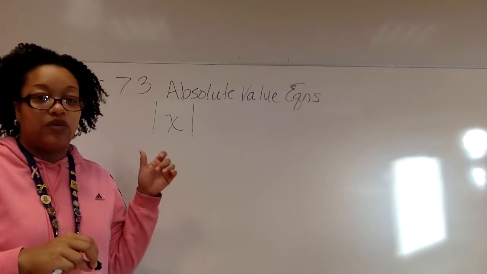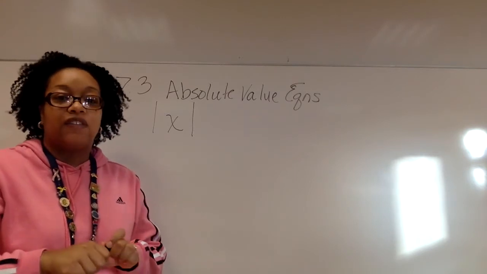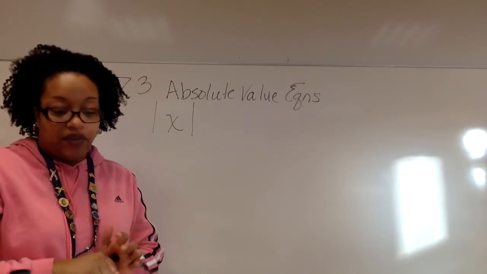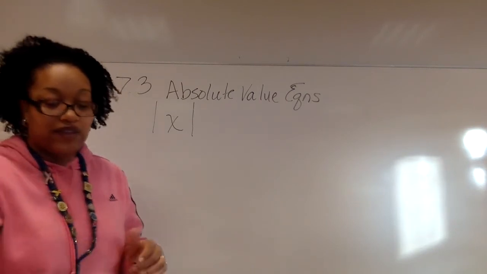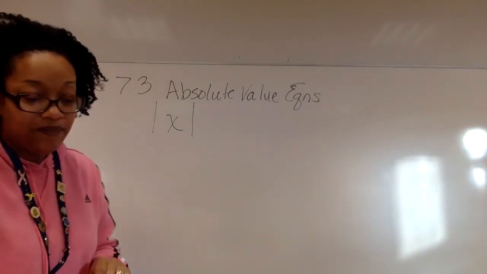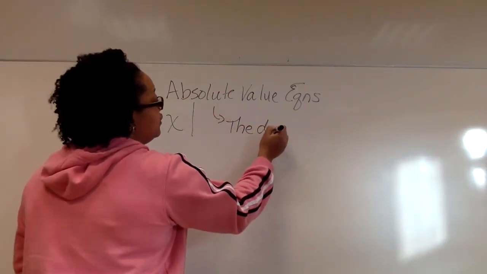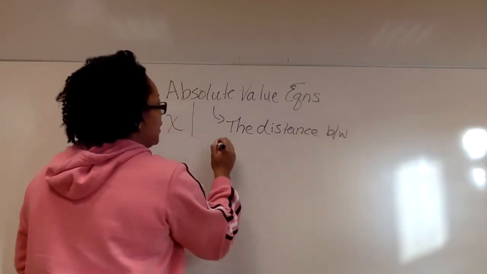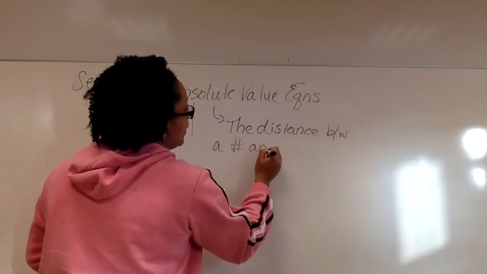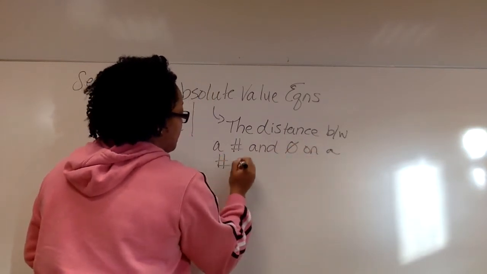Absolute value is the way that we explain the distance between a number and zero on a number line. So let's write that down where it says, what does it mean? Absolute value is the distance between a number and zero on a number line.